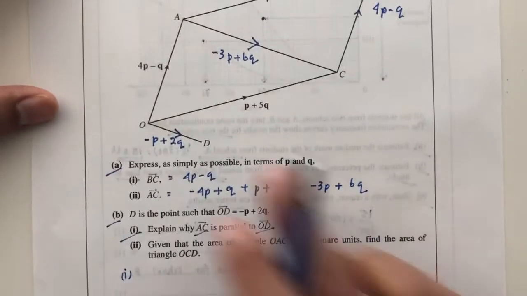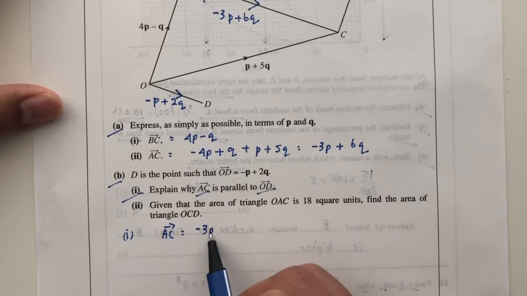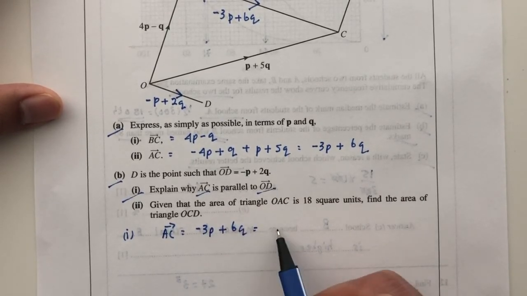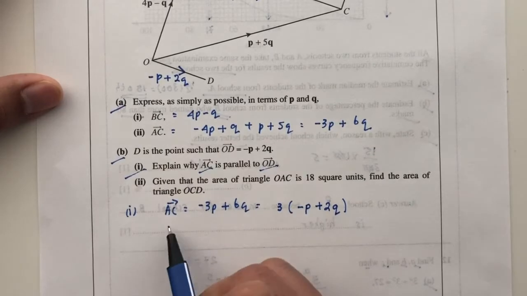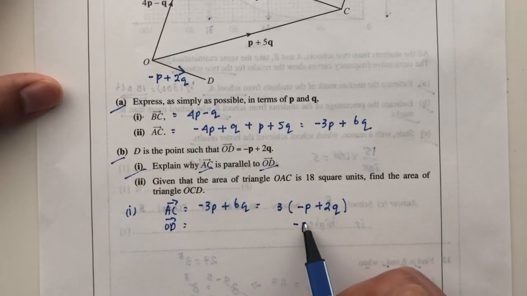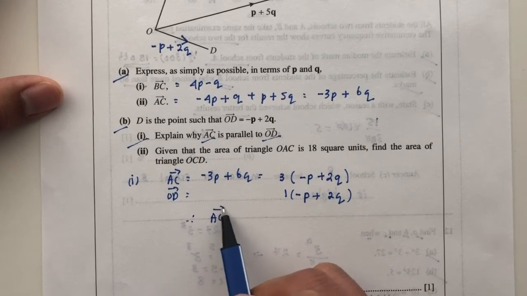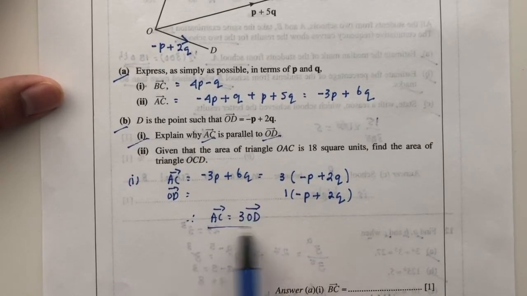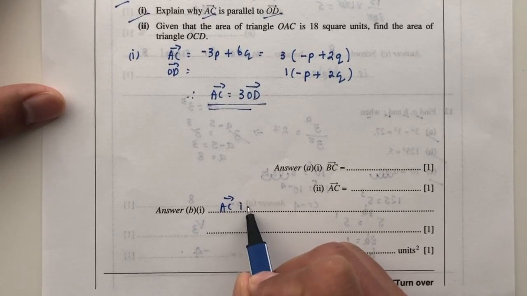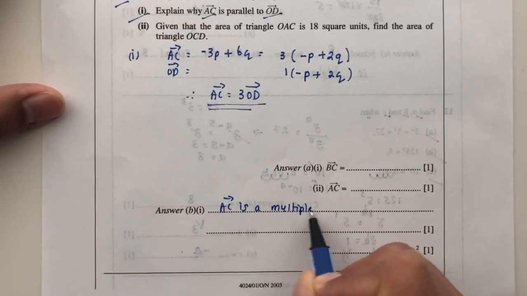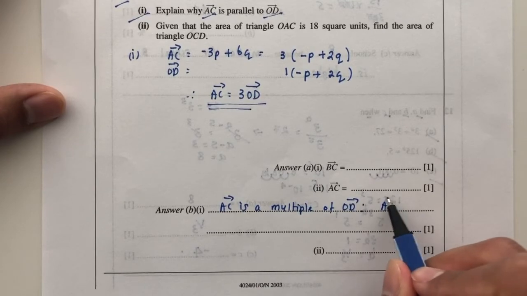So pretty easy. As you can see, we know that AC is given by minus 3p plus 6q. Can also be written as 3 outside, we have minus p plus 2q. So now we see that OD is given by minus p plus 2q. So basically what we know now, we know that AC is 3 times OD. So by writing this, you prove that it is parallel to each other. So you would say that AC is a multiple of OD. Such you can also provide this example to have your full mark.